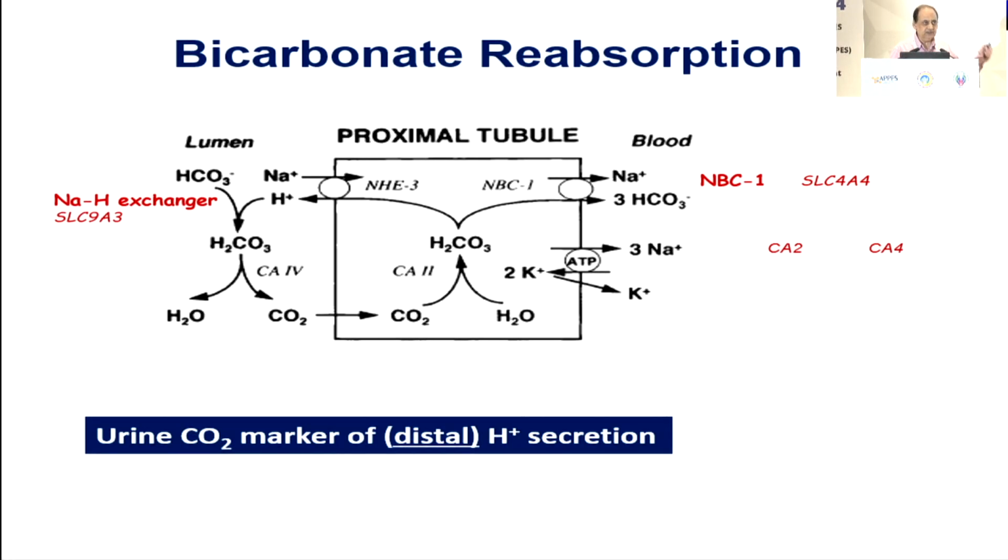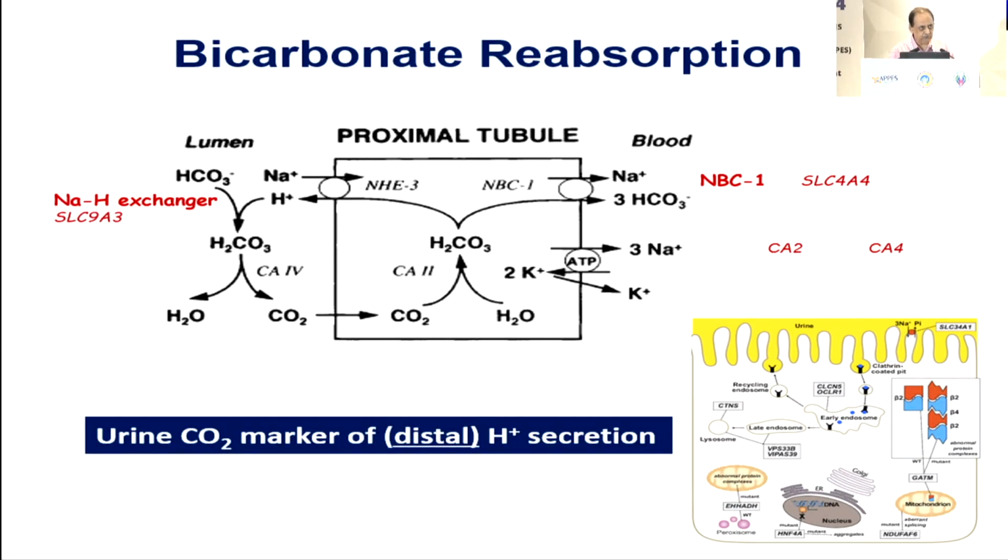Now, in the proximal tubule, the CO2 gets reabsorbed. But when you go more distally, the CO2 in the urine is not reabsorbed, chiefly because the epithelium becomes columnar instead of cuboidal, and therefore this absorption doesn't happen. So the urine CO2 that you finally estimate, and we'll talk about this later, is really a marker of distal hydrogen ion secretion.